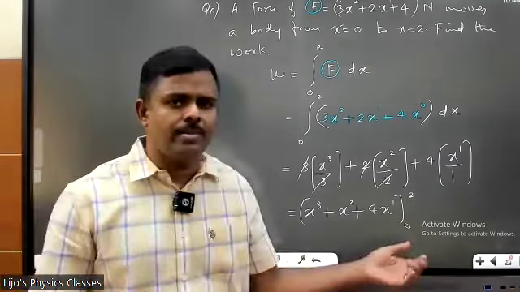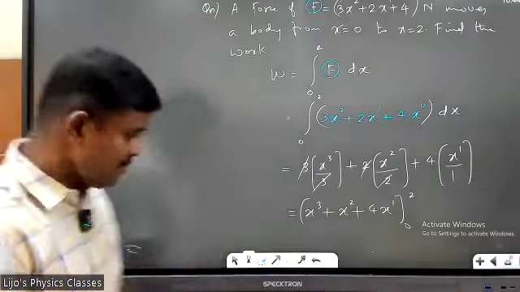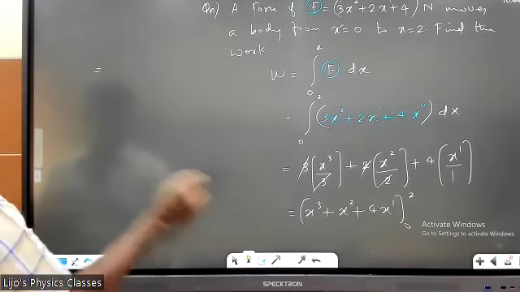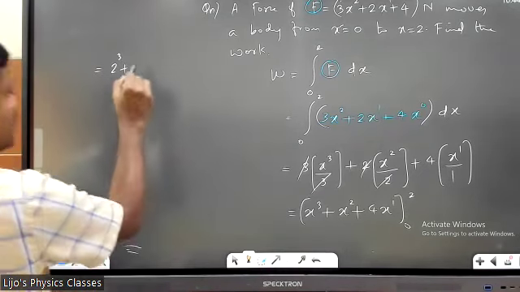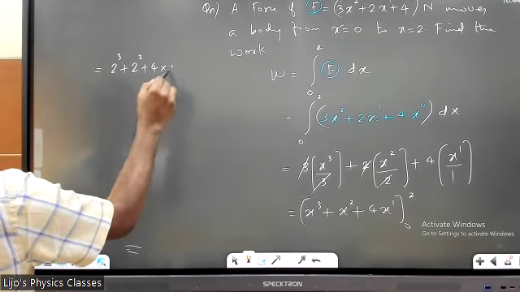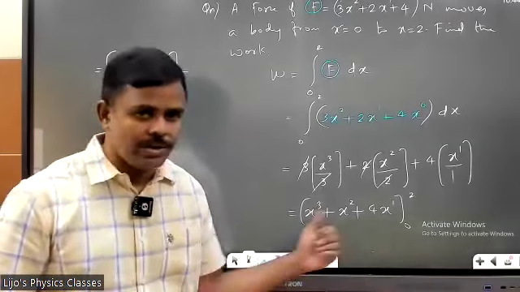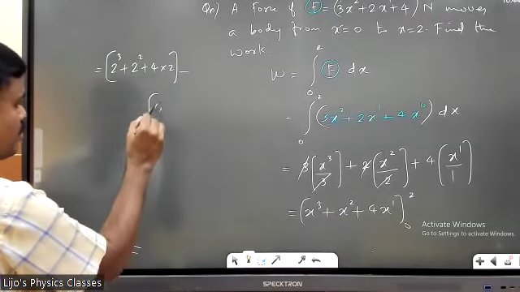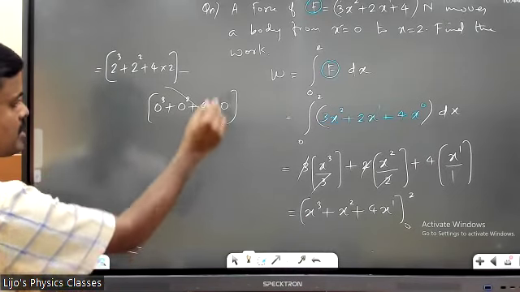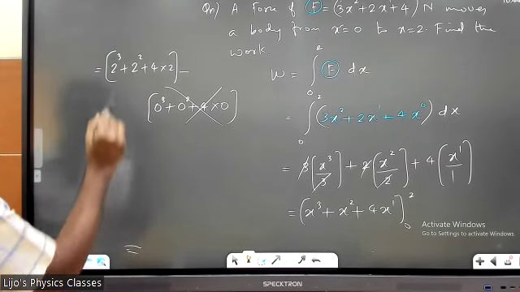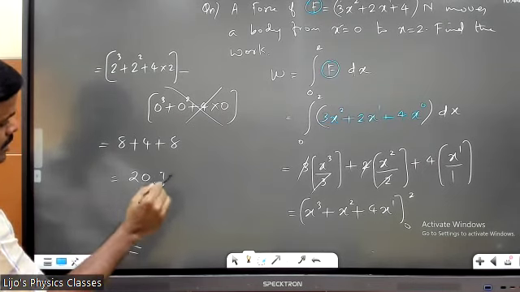I don't bother to put the lower limit, anyway it's 0. If it is 1, you have to put it. But let us not make things confusing, let's put it anyway. Upper limit: 2 cube plus 2 square plus 4 into 2, minus the lower limit. You put 0: 0 cube plus 0 square plus 4 into 0. That's going to be 0. So 8 plus 2 square is 4, plus 8. That is going to make it 20 joules.